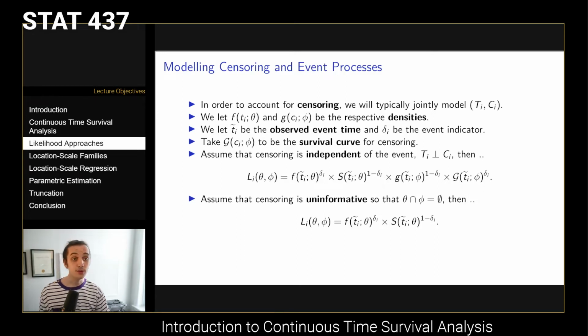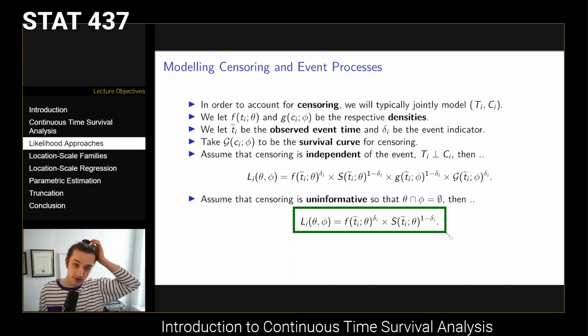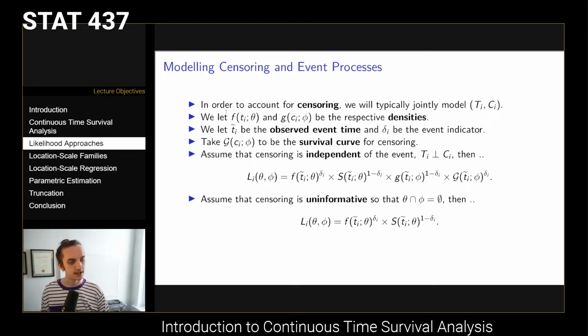And if we make the assumption that we were making in the discrete time case, that censoring is uninformative, so that this theta parameter that we have and this phi parameter that we have are completely unrelated with one another, well then we can just ignore the second component here, right? And so under the assumption of independent and uninformative censoring, our likelihood contribution simplifies to just that first piece, where you either get the density if the event's observed, or you get the survivor function if the individual was censored. Okay, so hopefully that makes some sense.